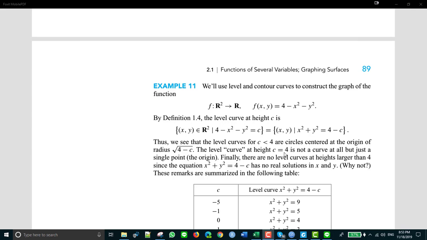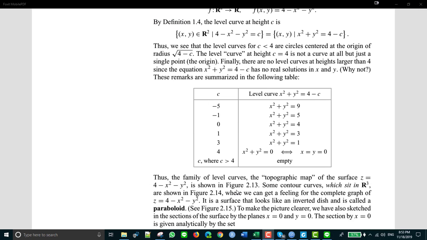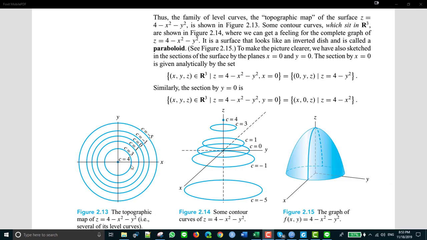The level curve at height c equals 4 is not a curve at all, but just a single point, the origin. Finally, there are no level curves at heights larger than 4, since this equation has no real solutions when c is larger than 4. So here we can talk about level curves when c equals -5, -1, 0, 1, 3, 4, but not beyond 4. Thus, the family of level curves, the topographic map of the surface z equals this, is shown in figure 213. So these are the level curves, and c equals 4 is just a dot.